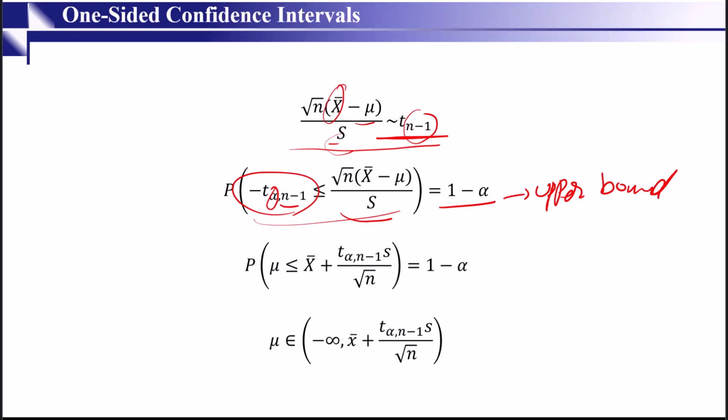Then we rearrange the inequality, and we find that the probability that the population mean is less than x bar plus t alpha, n minus 1 critical point times s divided by root n is equal to 1 minus alpha, that is, 1 minus alpha percent confidence. We already know that s divided by root n is the standard error, and this is the critical value. So we can write that mu falls between minus infinity and x bar plus the critical point times s divided by root n.